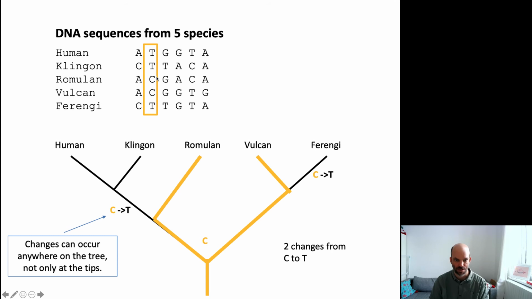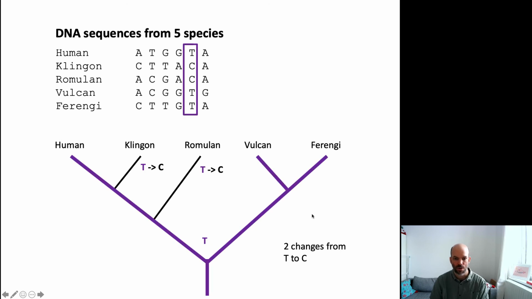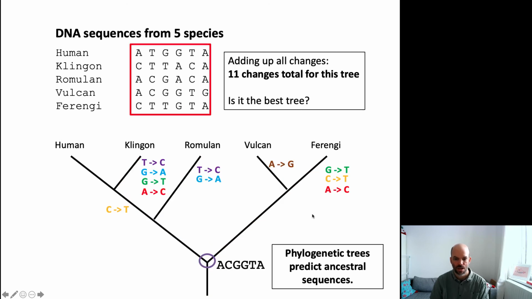We can do this for the second position. We could draw the tree such that it starts with a C and you have two changes, a change to a T here and a change to a T there. Third position, same thing. We could draw the tree so that you have a G changing to a T here and to a T here, and so on. You do this for each of the positions, and for each tree that you draw, you can map out all of the changes onto the tree.